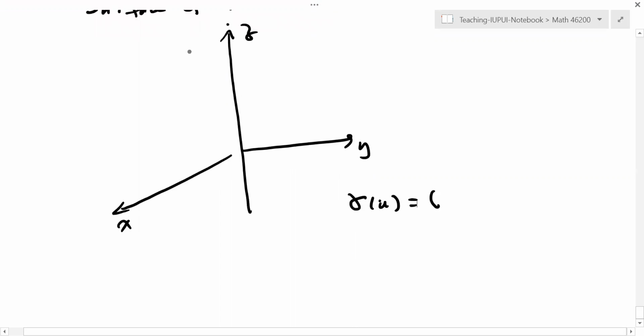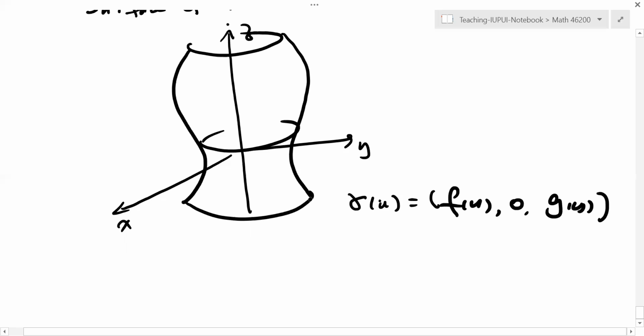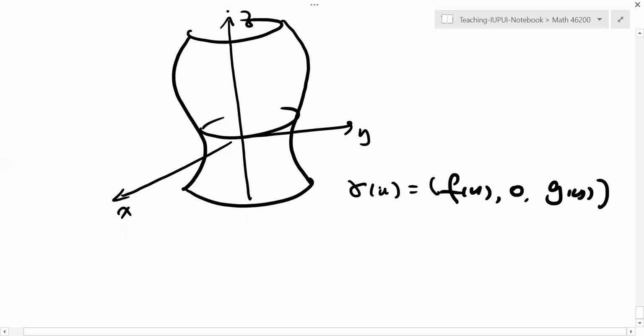All right, let's use this one here. So X will be F of u, Z is G of u. Then I rotate along the Z axis. I get a surface like that. So the question is, how can I get the parameterization sigma? I have to write down u and v.